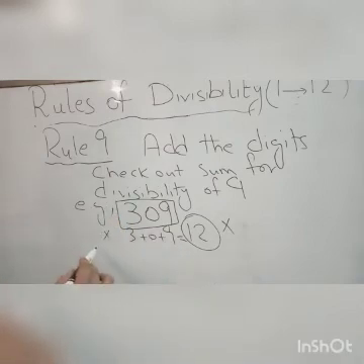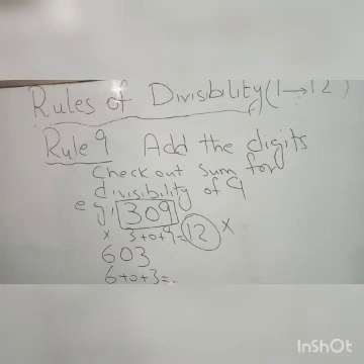Now let's do one more example that will show divisibility by 9. 603. So add all of them. 6 plus 0 plus 3. 6 and 3, 9. Check out this in the 9 times table. Yes, 9 ones are 9. It means 603 is divisible by 9.